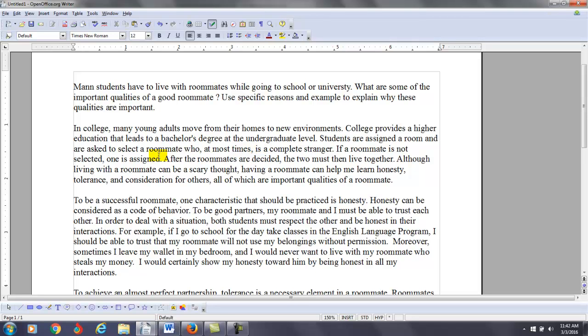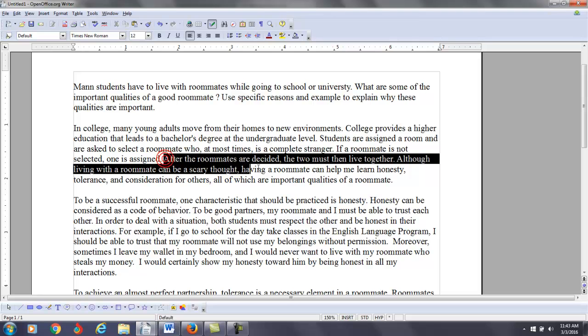If a roommate is not selected, one is assigned. After the roommates are decided, the two must then live together. Although living with a roommate can be a scary thought, having a roommate can help me learn honesty, tolerance, and consideration for others, all of which are important qualities of a roommate.